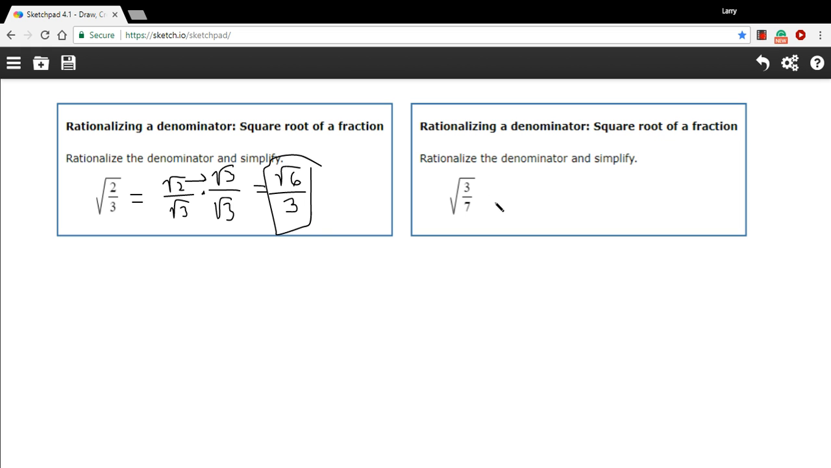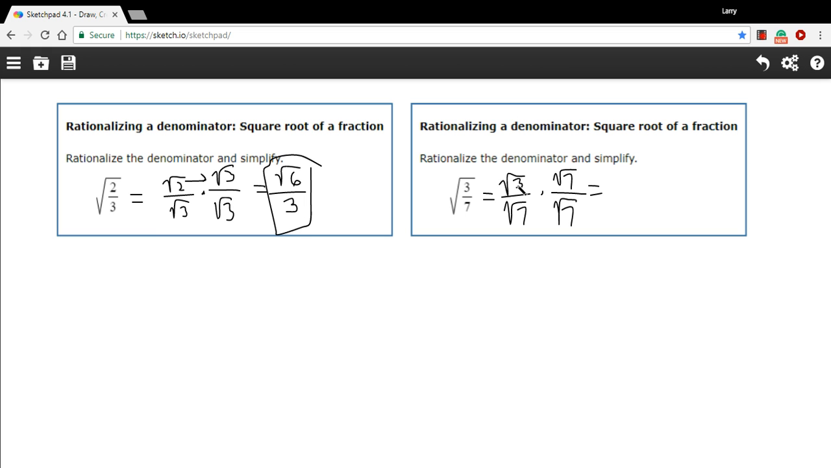Let's try another one here. So first of all, let's go ahead and rewrite this as the square root of 3 over the square root of 7. And then we'll take our denominator here and we'll multiply this whole fraction by the square root of 7 over the square root of 7. This is a form of the number 1. Anything over itself is 1. So I'm not really changing the value here. I'm just changing the form.